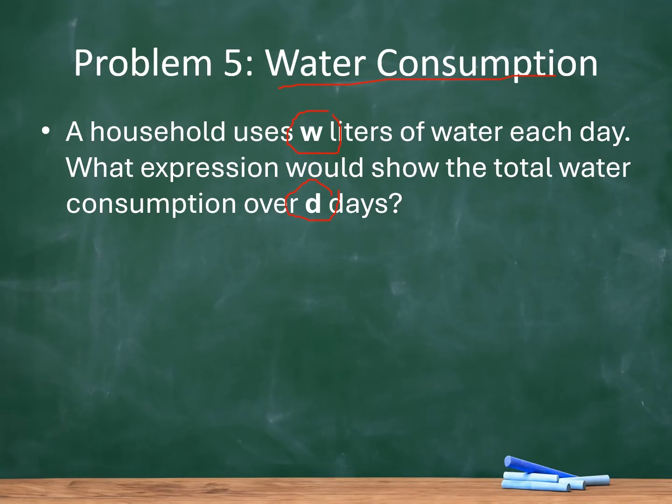to represent that. So we have here W refers to the number of liters consumed each day, and D the number of days. We will use multiplication to represent the relationship between W and D. So the answer would be WD.